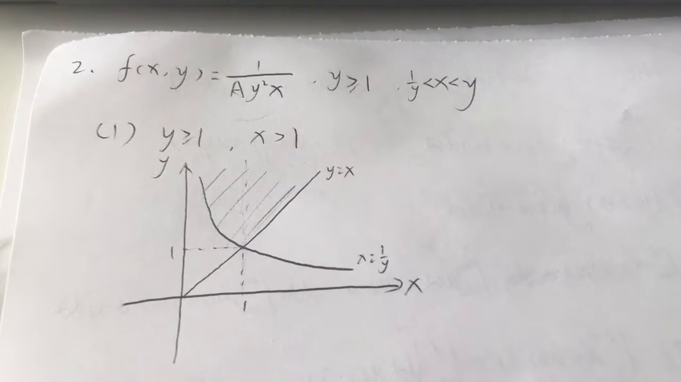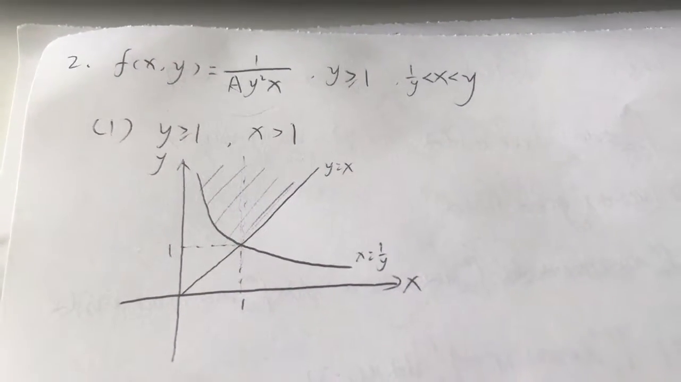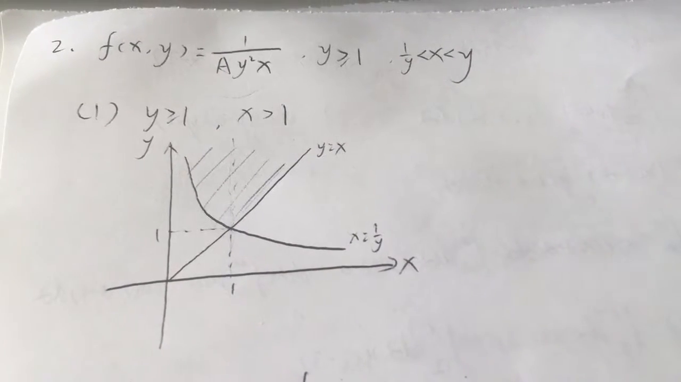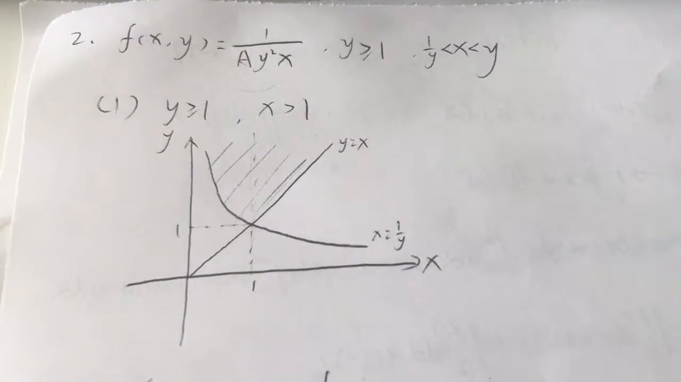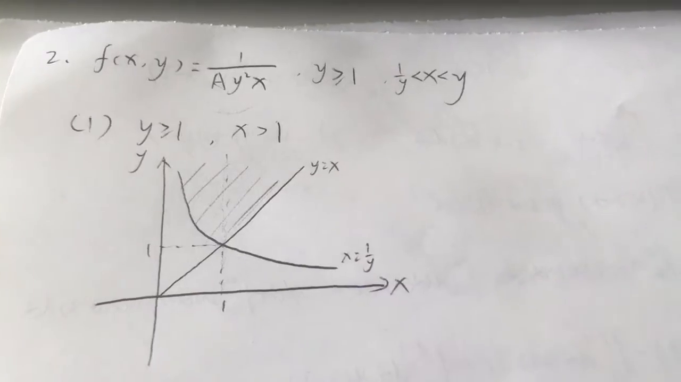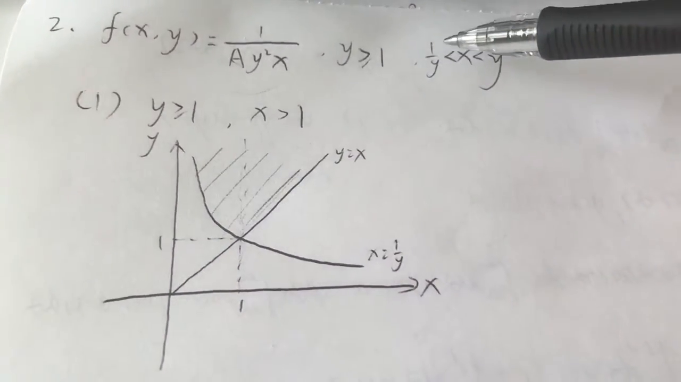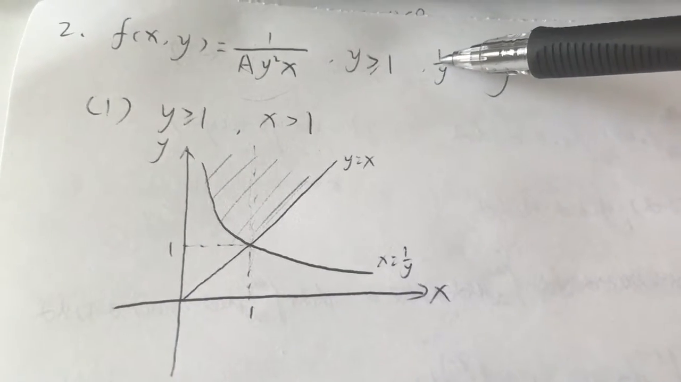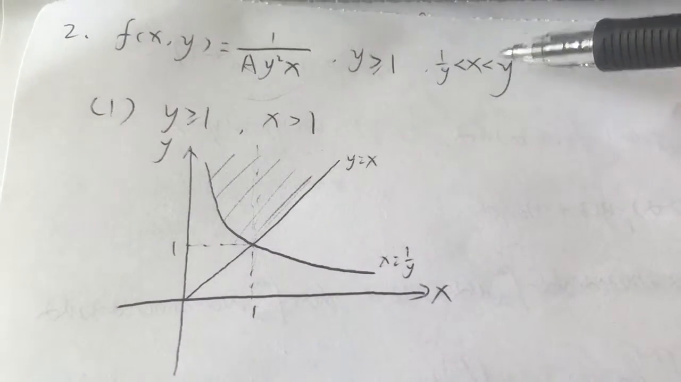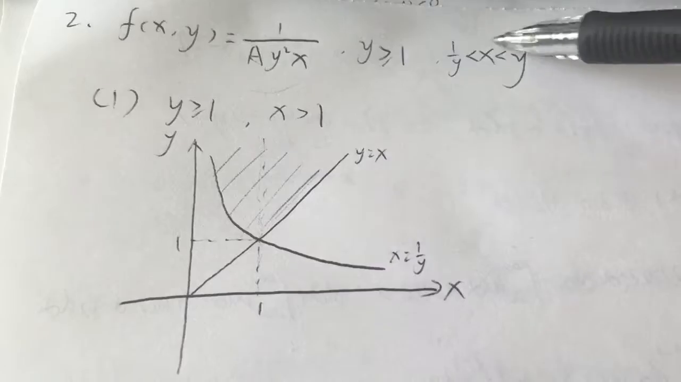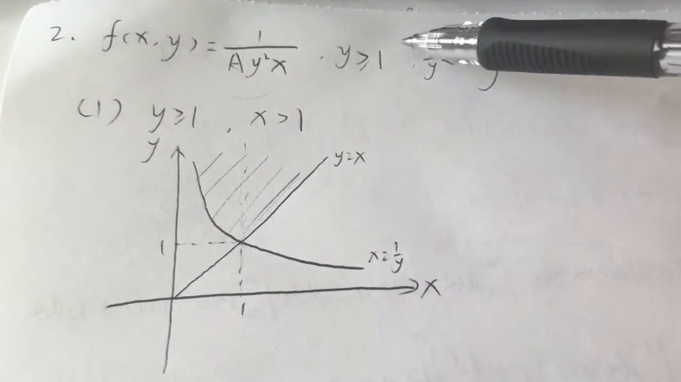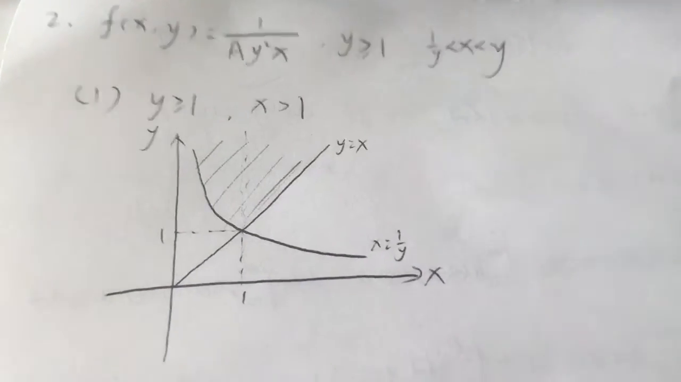Now we are in homework 5, problem 2. In this problem, it gives us a density function of x and y. It's like this form, and y is no less than 1, and x is more than 1/y and less than y. So that's the range of y and x.